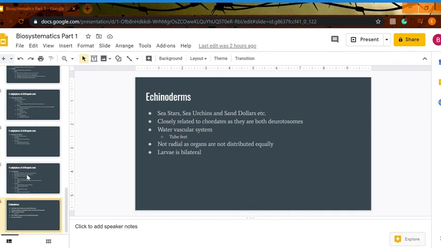And last but not least, you have your echinoderms, and these are deuterostomes, while everything else before are protostomes. And even though they might look radial, they're actually not because organs are not distributed equally, and the larva is actually bilateral.